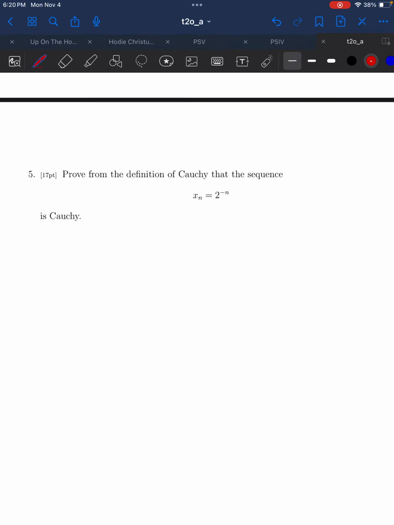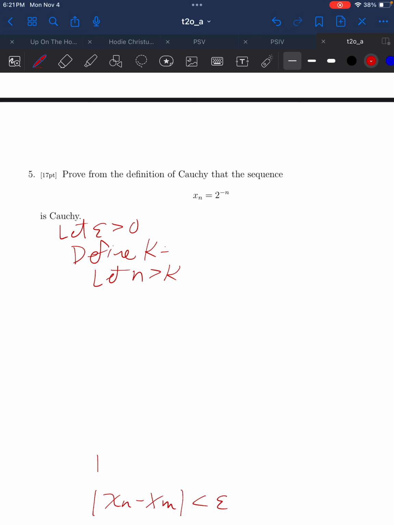Prove the sequence is Cauchy. We're going to let epsilon be greater than 0. We're going to define K. We're going to let n be greater than K. And then we need absolute xn minus xm to be less than epsilon. Of course, you should be doing this on scratch paper. And I apologize, I'm too lazy.